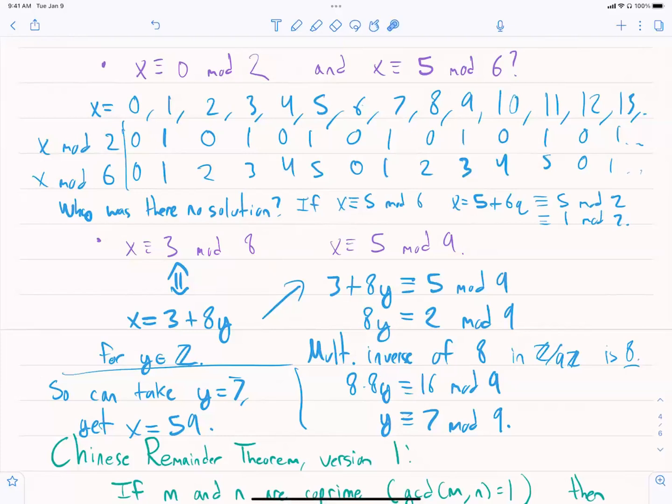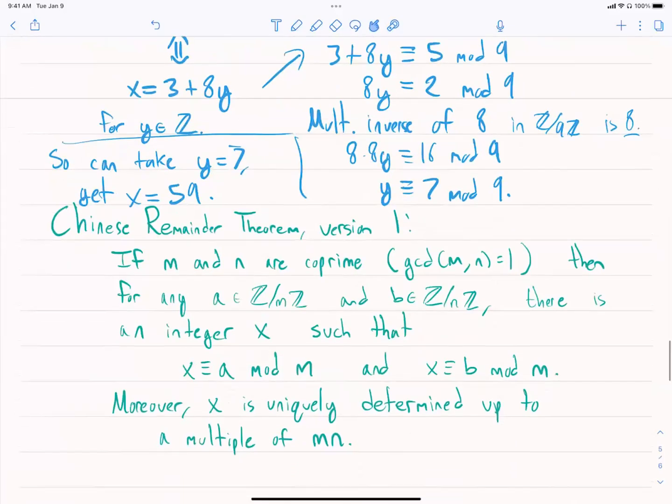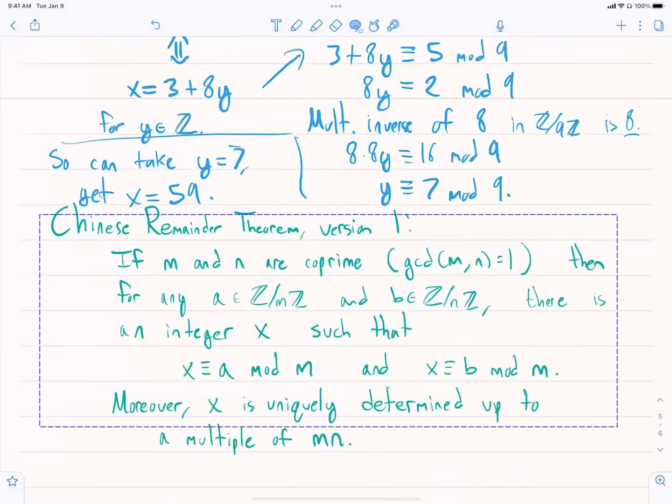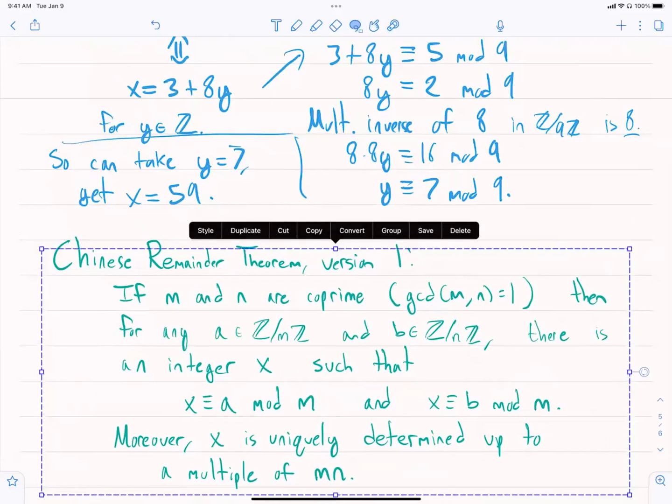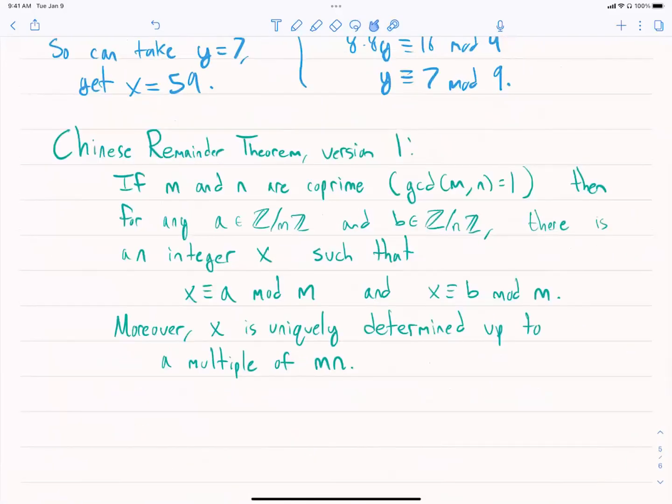Okay, so that's good. So it doesn't matter if this was 8 and 9. This would have worked anytime we had some m and n where the GCD was 1. Okay, and that's what the Chinese remainder theorem says. So let me state a first version of it. We're going to go back in the future, maybe next week, and give a little bit stronger version of the Chinese remainder theorem. But I'll just state this version that we've basically just established.